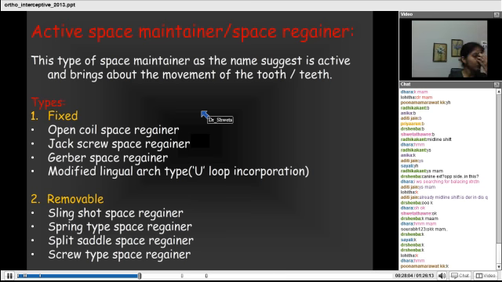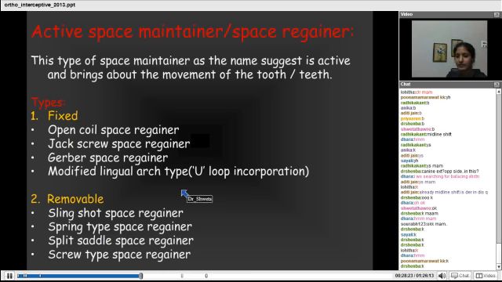Okay? Now we come to space regainers. See, these are all the different types of space regainers. Now it is not important for you to learn all these. You should just know that these are space regainers. My motive today is to help you find the treatment where you have to use a space regainer. So these are the different space regainers. We will not go through this. I'll just show you the pictures so that you know which one is which.